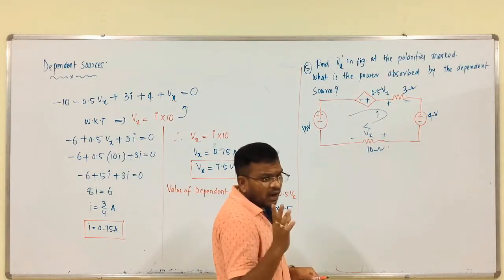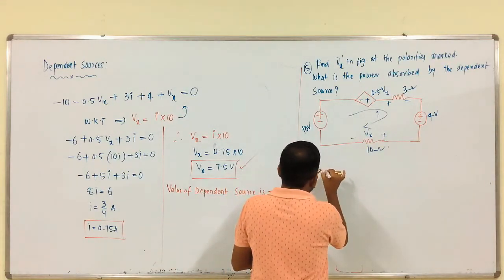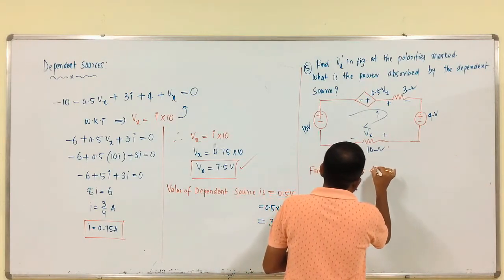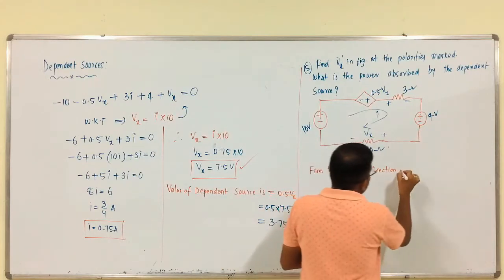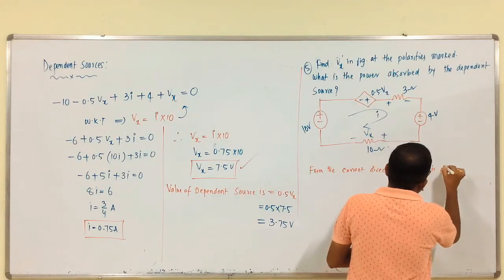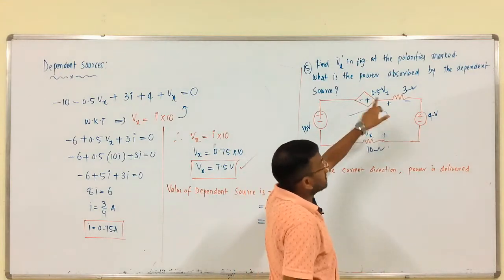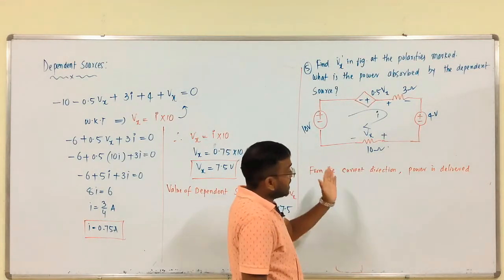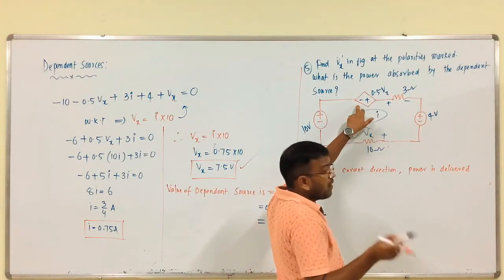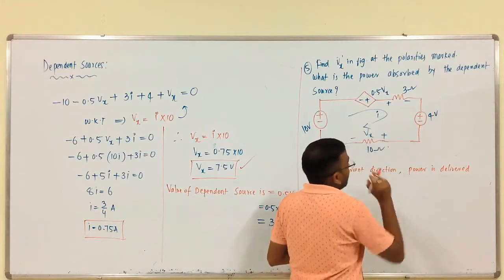Therefore, the power is delivered or absorbed. From the current direction, power is delivered, right? It is out of that positive terminal. If the current is entering to the positive terminal of the source, that is power absorbed, but here the current is entering to the negative terminal of the source. Therefore, the power is delivered. From the current direction, the power is delivered.